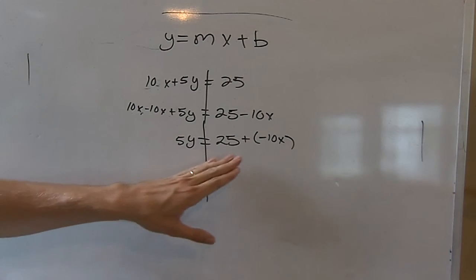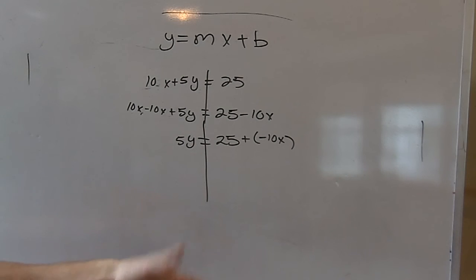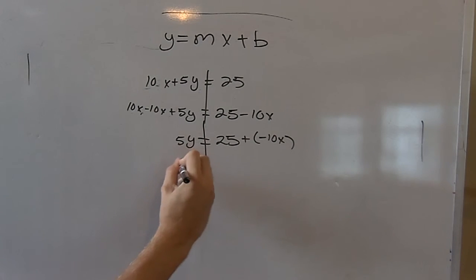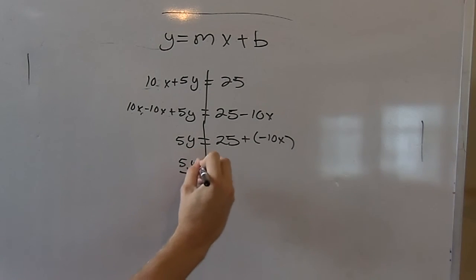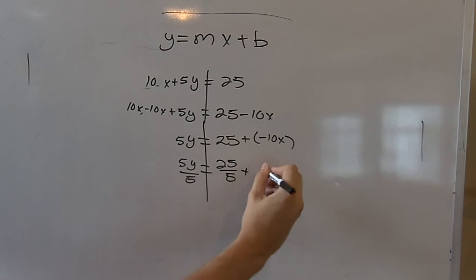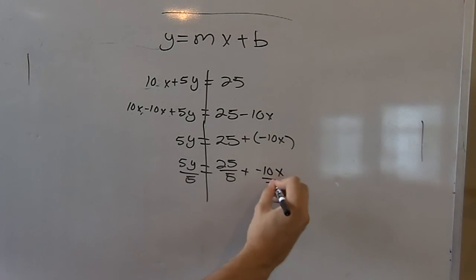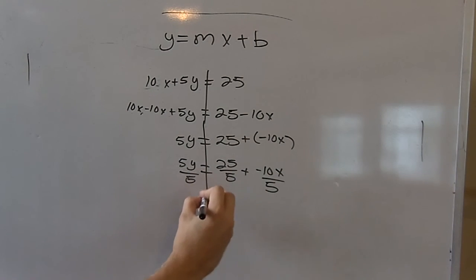Now at this point we're not done yet. We haven't solved for y yet. We still have that 5 we've got to get rid of, so we have to divide both sides by 5. And remember, you have to divide everything by 5. And this is actually kind of nice, because it's going to take your slope, which is not in fraction form, and it's going to put it in fraction form for you.